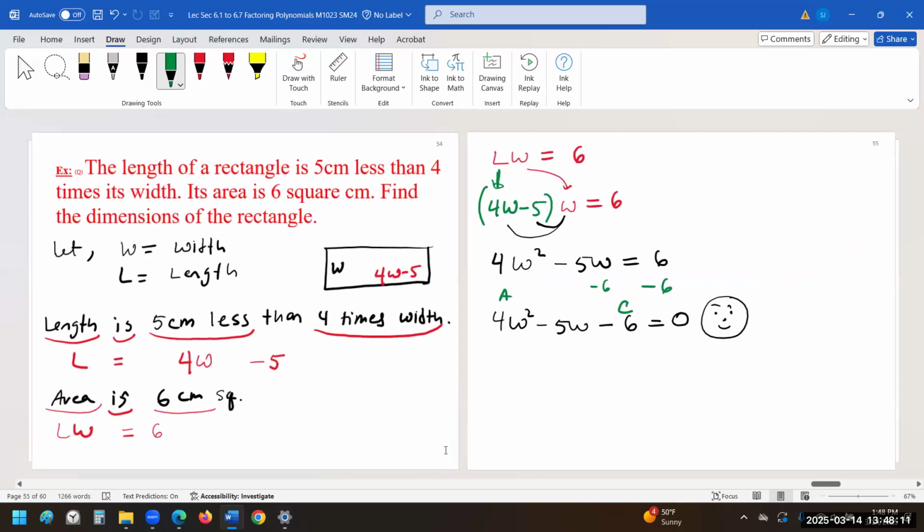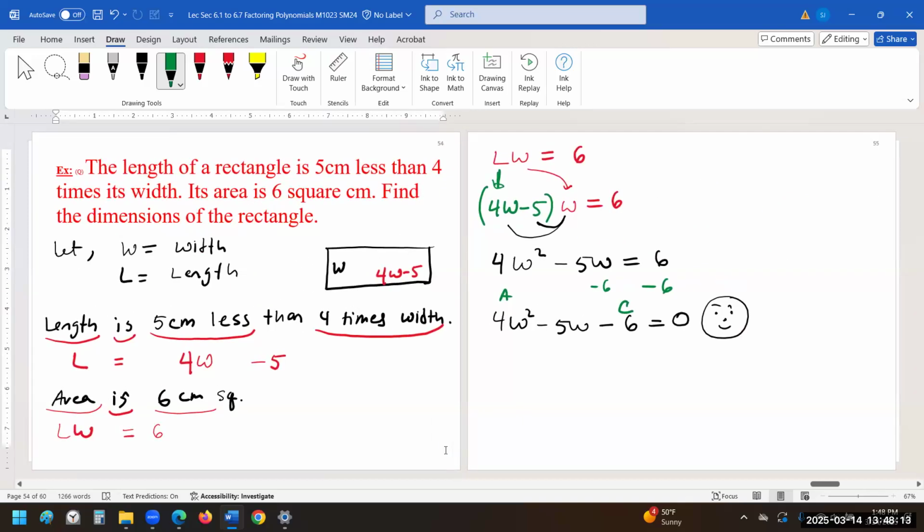Who raised hands? Somebody raised hand. I forgot. Go ahead. So AC is 4 times -6, which is -24.